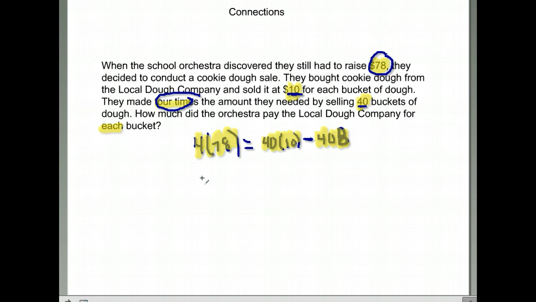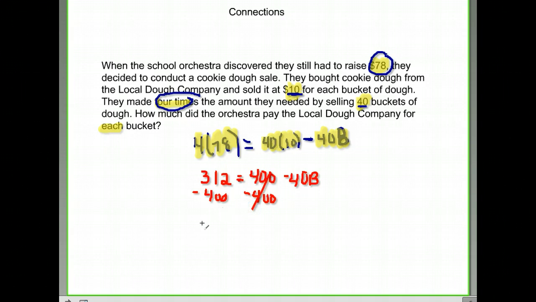So let's do a little bit of simplification. Let's do that multiplication to get rid of all of those parentheses. So 4 times 78 is 312. 40 times 10 is 400. And then we have minus 40B. Now in algebra we learned how to solve these equations. We first need to get rid of that 400, so we're going to subtract 400 from both sides. And when we do that, we get negative 88 equals negative 40B.